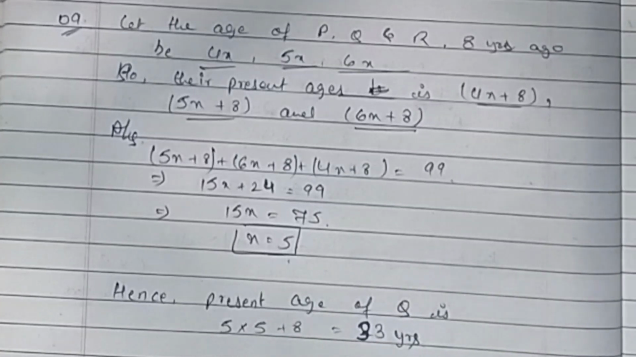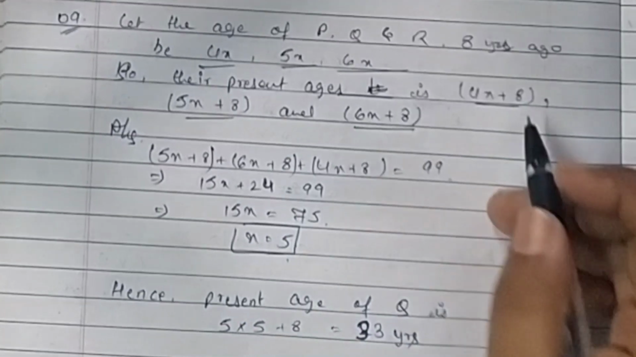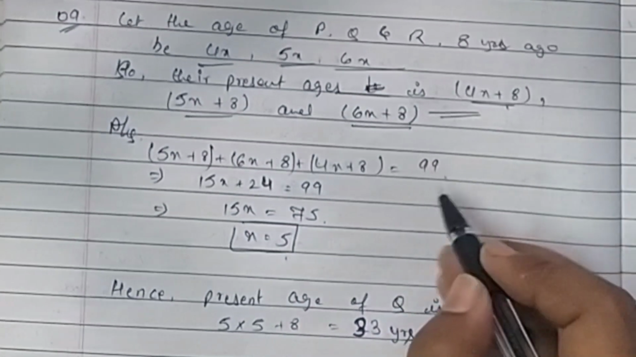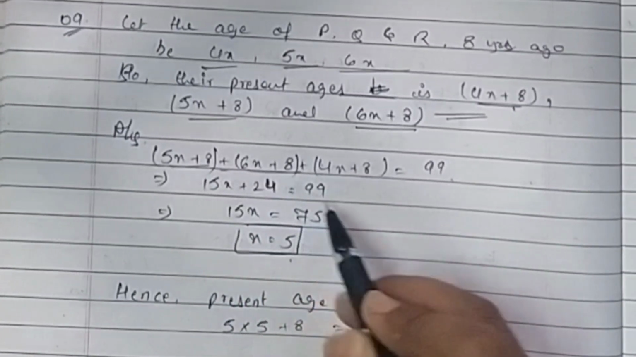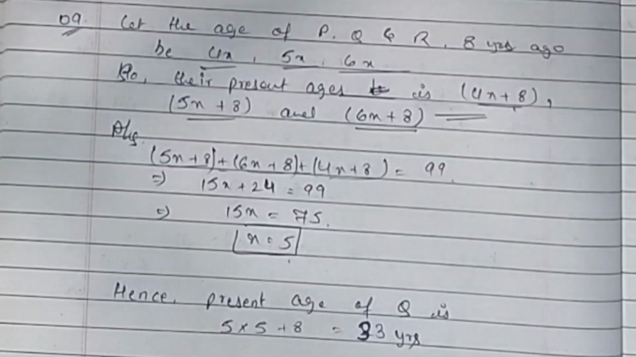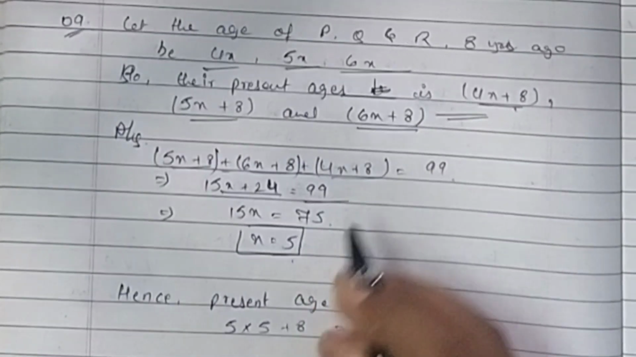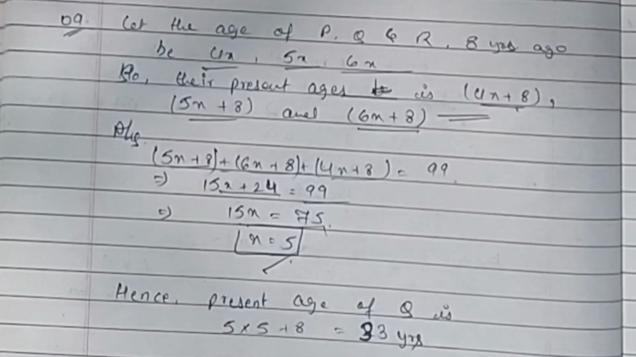Now, according to the question, the sum of their ages is 99 years. Basically, the sum of their present ages is 99 years. We have already found their present ages, so their sum is equal to 99. That means our equation becomes 5x plus 8 plus 6x plus 8 plus 4x plus 8 equals 99. Now we will solve it to get 15x plus 24 equals 99, 15x equals 75, and hence x equals 5.